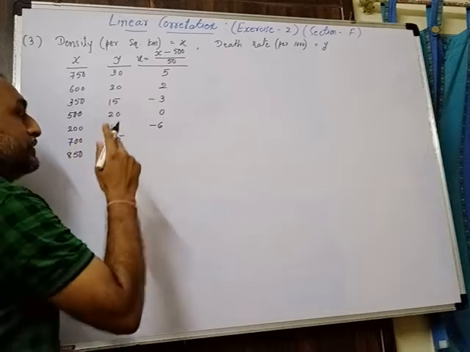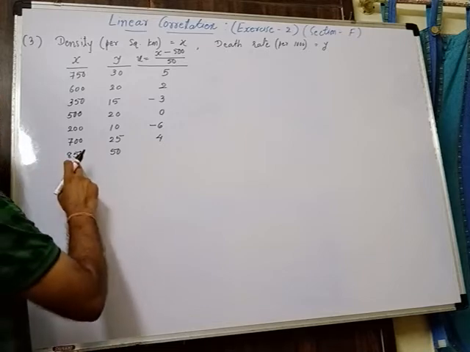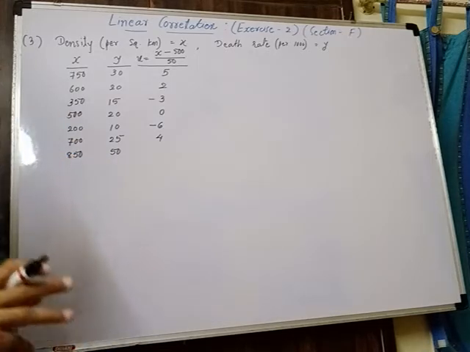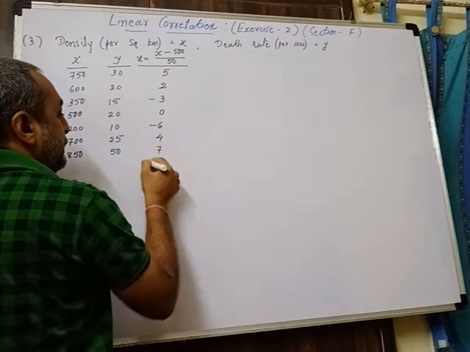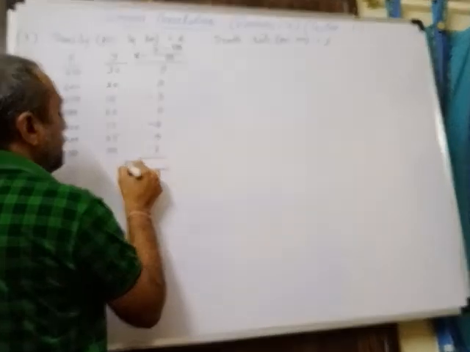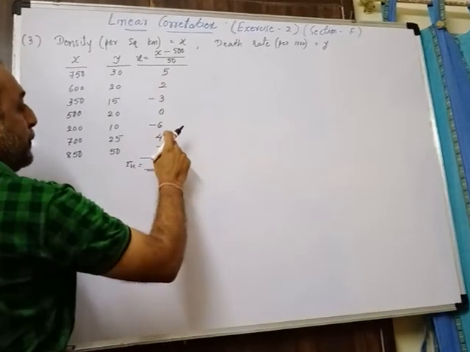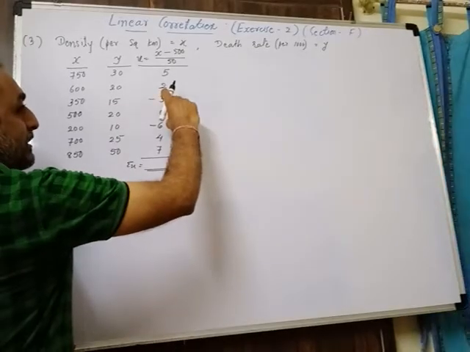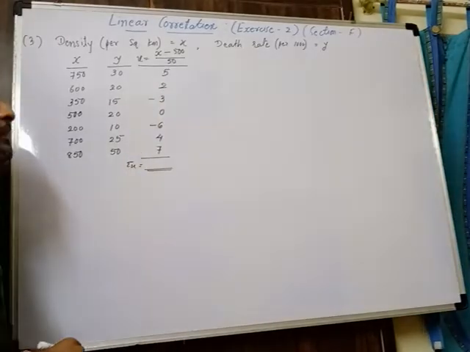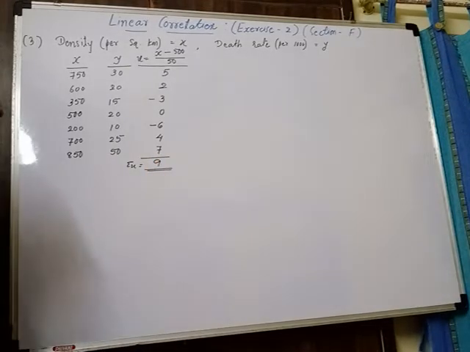700 minus 500 is 200, and 200 upon 50 is 4. And 850 minus 500 is 350, and 350 upon 50 is 7. This total we have to find out; that is known as the sum of u. We will find it directly: 5 plus 2 is 7, 7 plus 4 is 11, 11 plus 7 is 18. And minus 6 and minus 3 is minus 9. So 18 minus 9 is 9. That is a positive value.